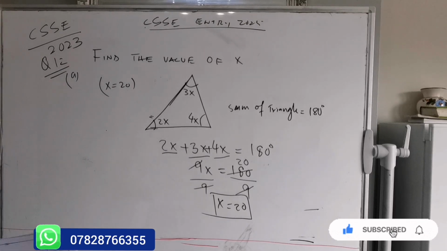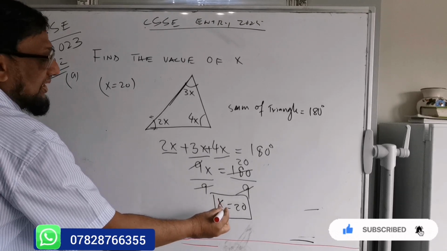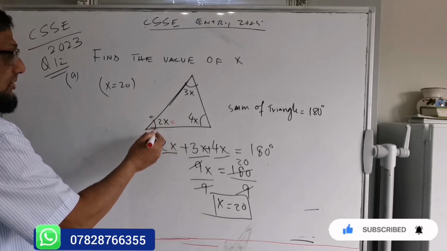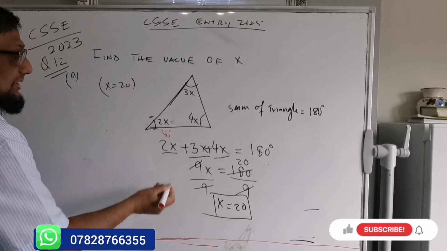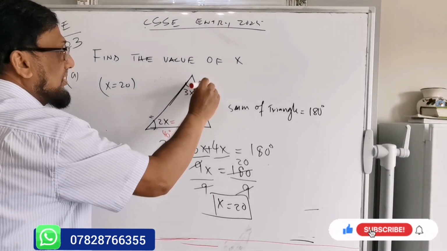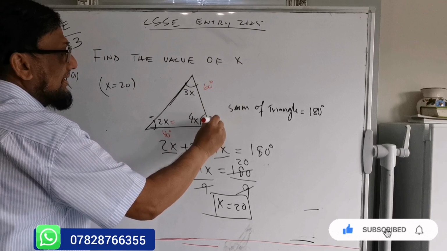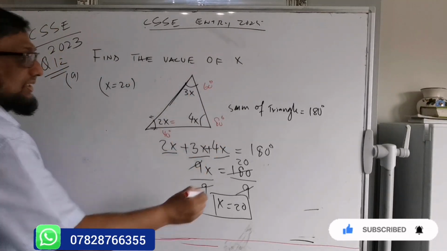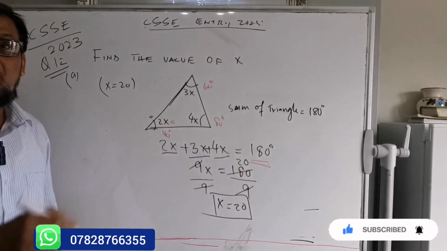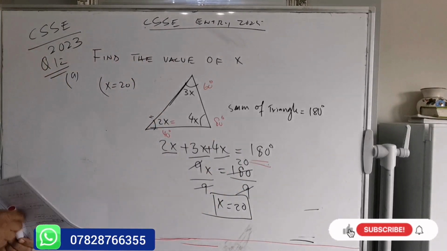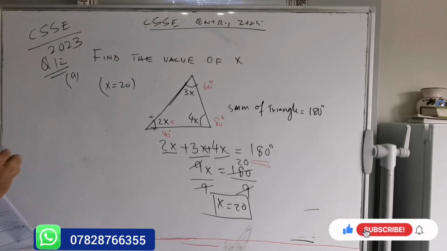So for example, if you plug in this 20 here, 2 times 20 is 40 degrees, and 3 times 20 equals 60, and this one is 80 degrees. If you sum all of these, you will get 180 degrees. So this is a very important question from the exam point of view for this year. Okay, I'm going to move on to part B.